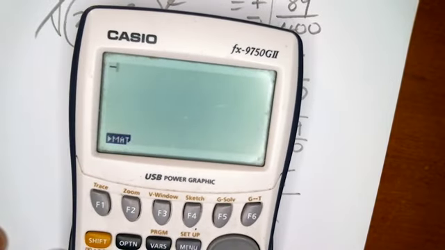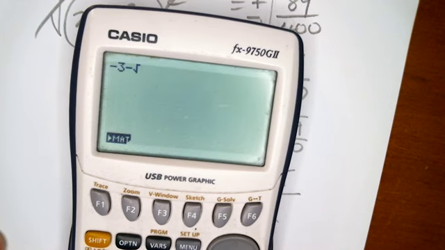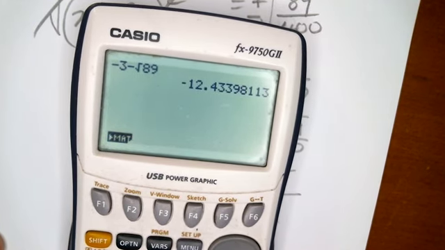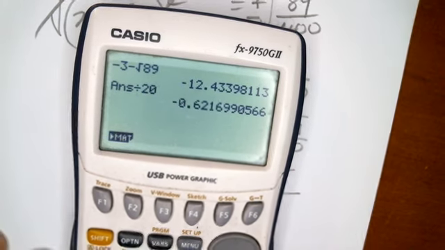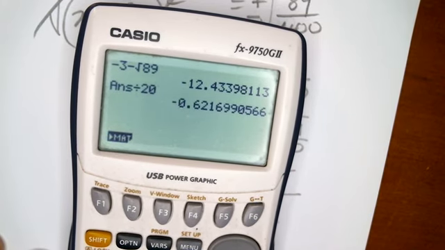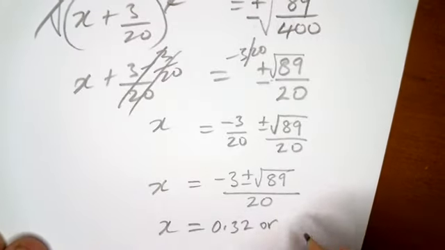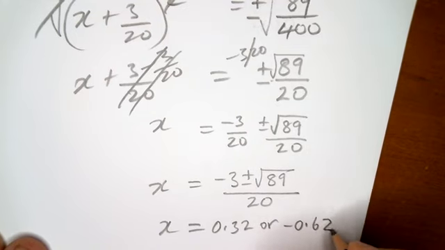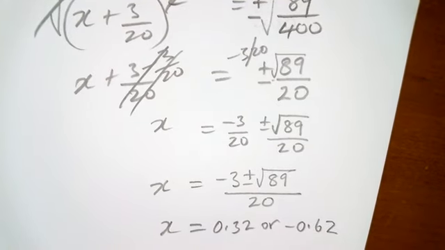And the other one, let's have a look what that would be. We've got a negative 3. This time we're going to go minus root 89. Let's see where we land with that. We've got negative 12. Now let's divide that by our 20, and we get negative 0.62. Now again, we want to write the smallest one first.